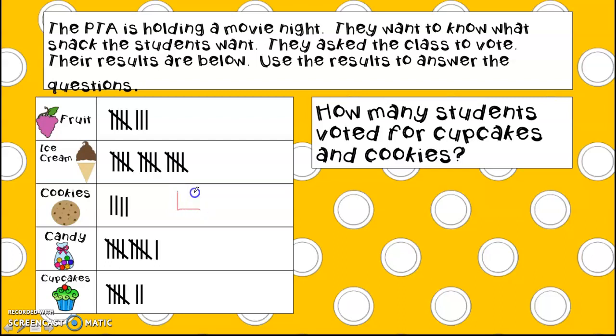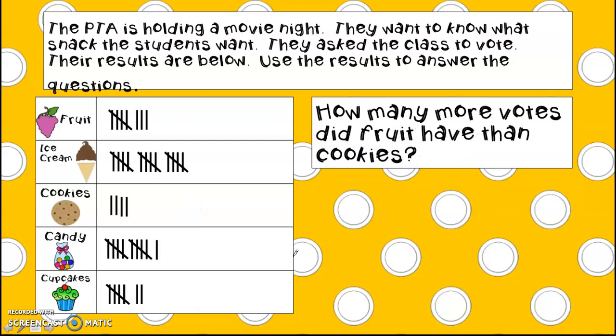Cookies has 4. Cupcakes has 7. Add them together. Okay, ready for the answer? The answer is 11. How many more votes did fruit have than cookies?